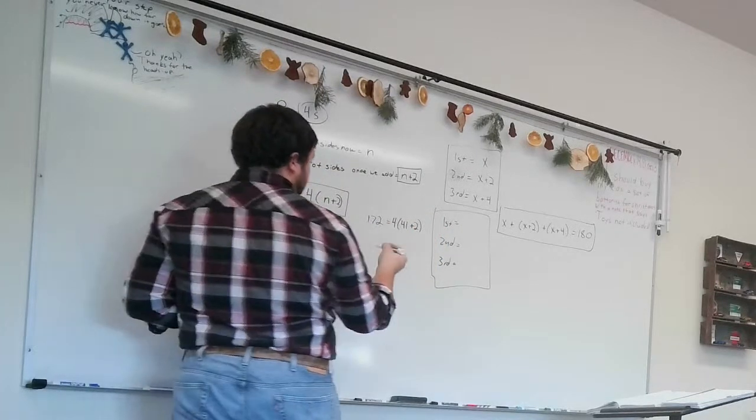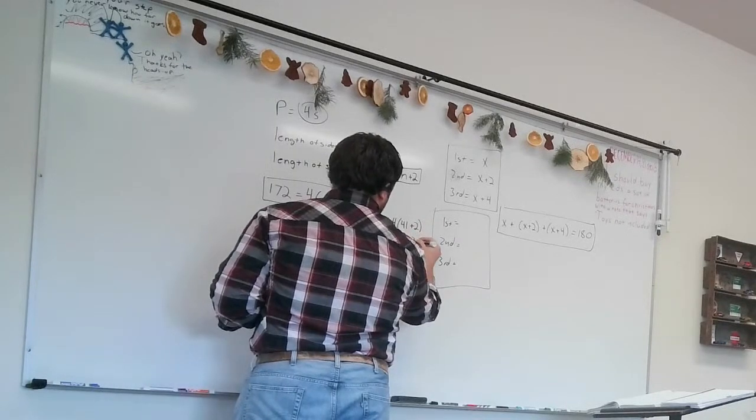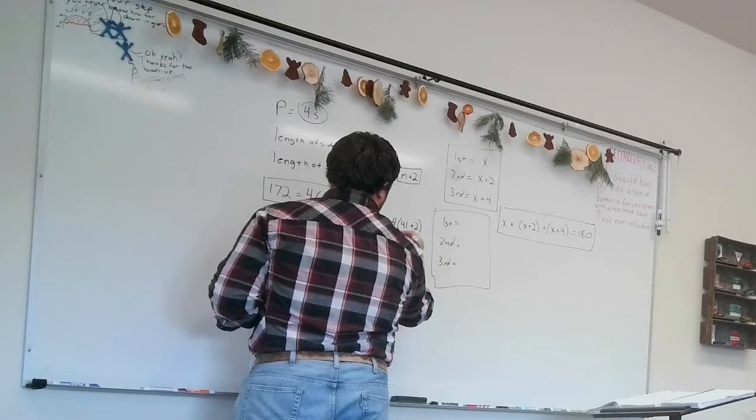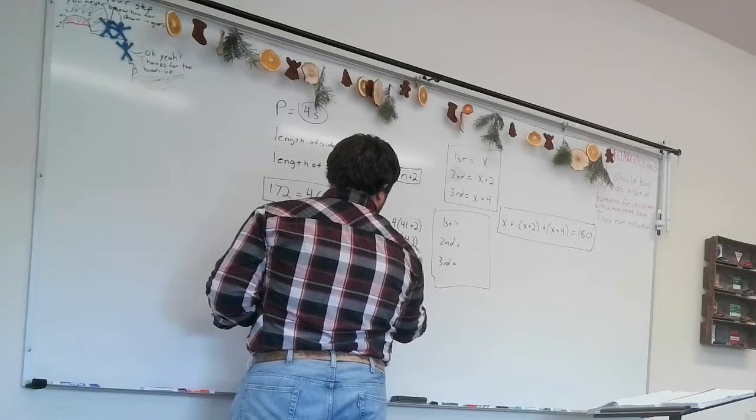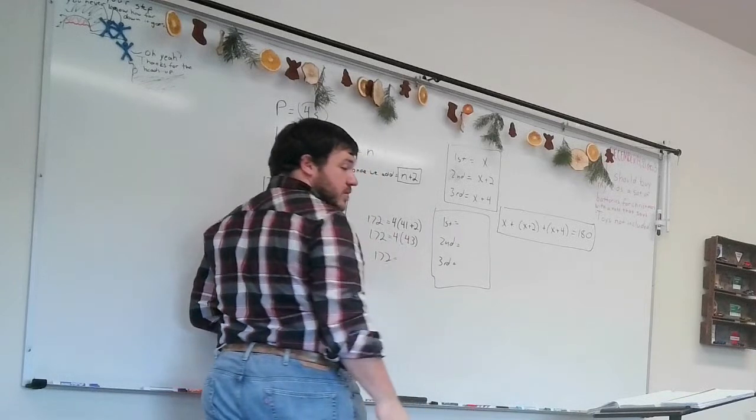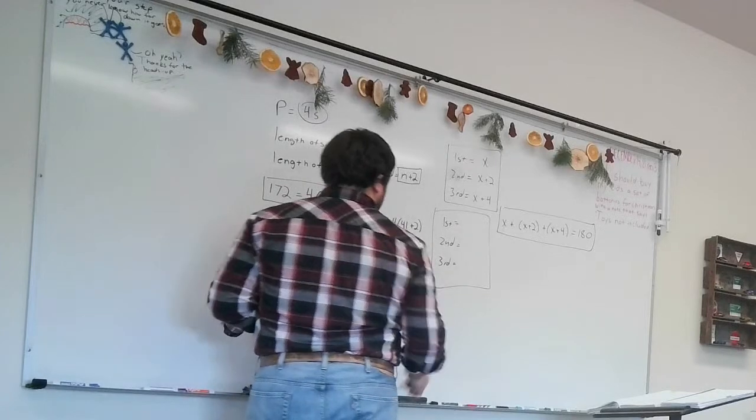And now we solve it. So 41 plus 2 is 43 times 4 equals 172. 172 equals 172, but I have a question now. This is my real question. What did I do with the 4s?